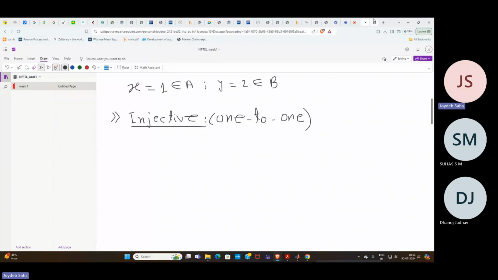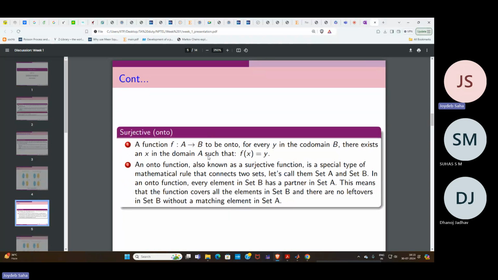Okay, now the second thing is surjective or onto. A function f from A to B can be said to be onto if for every y in the codomain B there exists an x in the domain A, such that f(x) is equal to y. No issue.